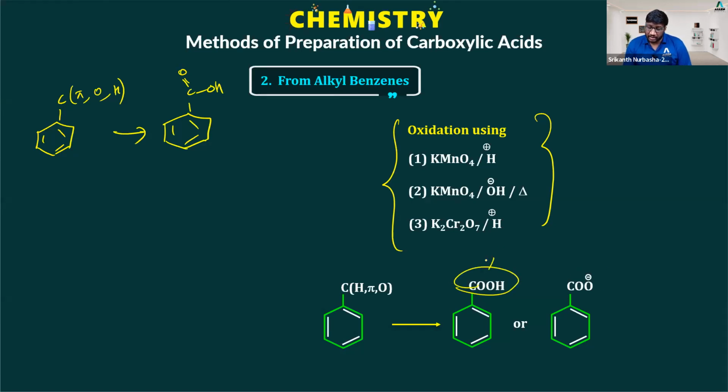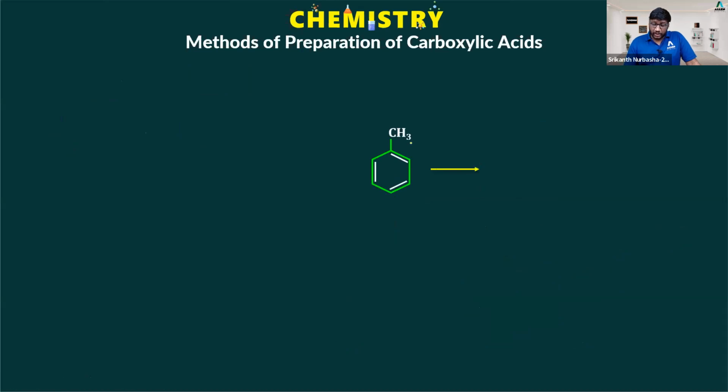This is obtained in acid medium. In acid medium, we will get carboxylic acid, whereas in a basic medium, you will get the respective carboxylates. Mechanism is not required. So you have methyl benzene, toluene, you treat with KMnO4 or K2Cr2O7 in the presence of H plus, or KMnO4/OH minus upon heating, gives benzoic acid.